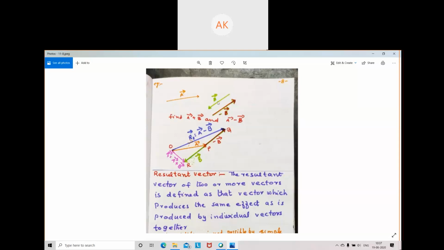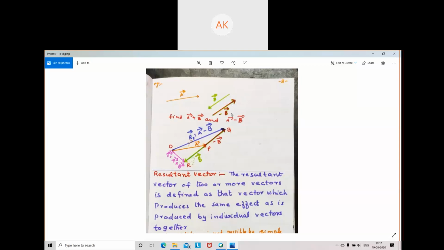That is vector B, and we have to subtract it. We have to find A minus B, so minus B also you have to draw. How will you draw minus B? It has equal magnitude, but opposite direction. If this is 3 centimeter, this also must be 3 centimeter, with opposite direction. So they are parallel, but you can say anti-parallel: same magnitude, but opposite direction. So this is minus of vector B.